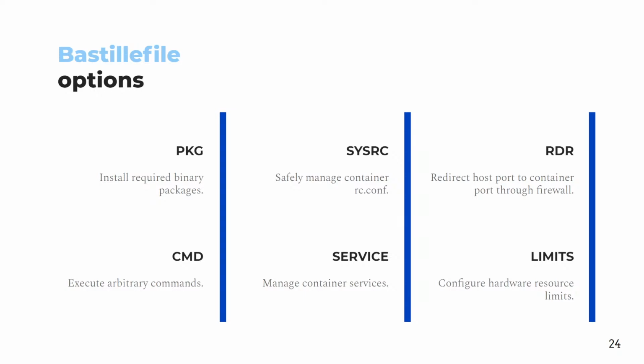So a template uses what's called a Bastille file. This is kind of the same concept as a Vagrant file or a Docker file or something like that, right? So you put some instructions in a file and it reads those instructions and sets things up for you. Inside of the Bastille file, you can do any of these things. You can install packages, run arbitrary commands, toggle the sysrc, right? Enable things, disable things, set flags and stuff. Manage the services, redirect ports in the firewall, set hardware limits like resource controls, and say this container can only use 1 gig of RAM and this much CPU time and so on.